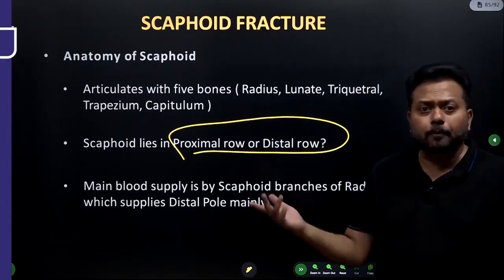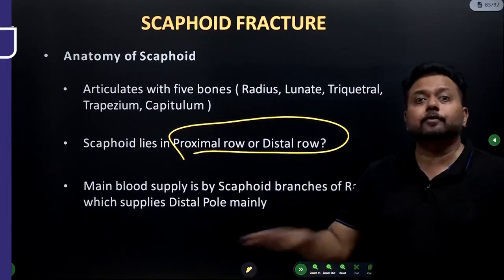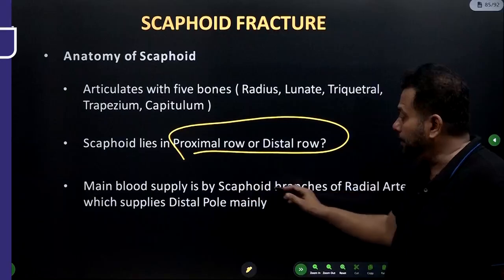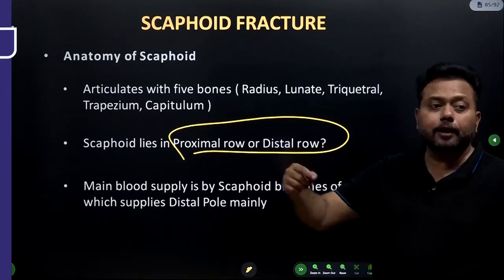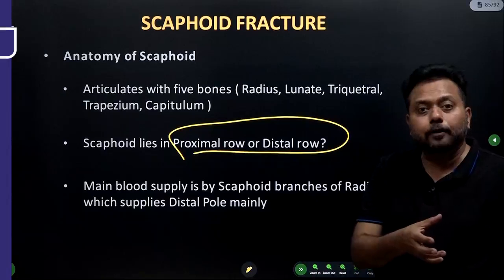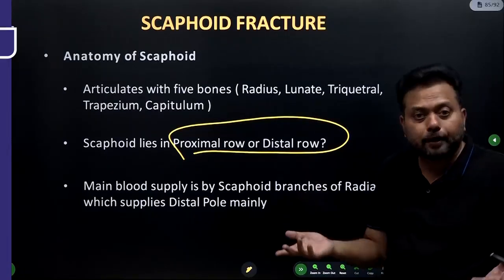The waist of the scaphoid is unsupported. So whenever you fall, the waist of the scaphoid is gone. That's why the most common site of scaphoid fracture is the waist. You see, the main blood supply of the scaphoid is branched from the radial artery, which enters through the distal pole. When the waist is gone, the proximal pole will go for avascular necrosis. That's the dreaded complication of any scaphoid fracture.